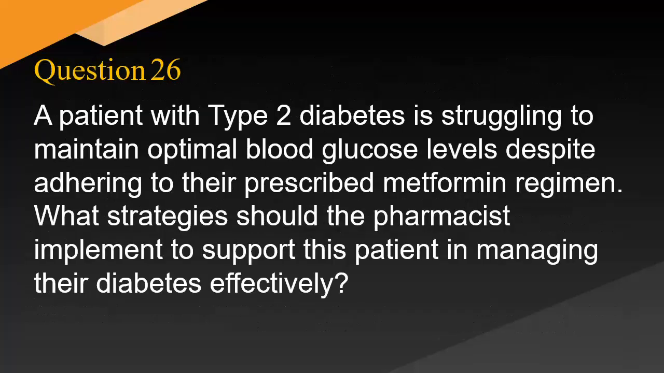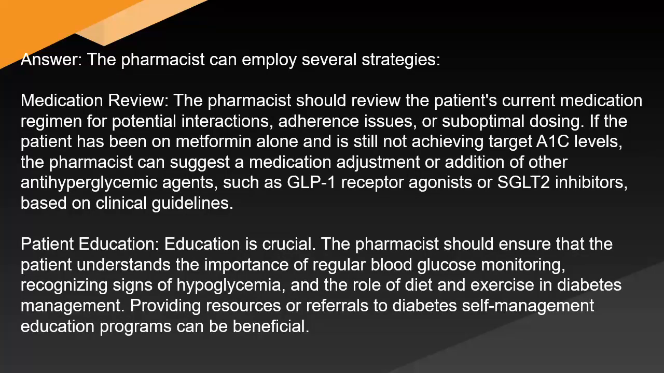A patient with type 2 diabetes is struggling to maintain optimal blood glucose levels despite adhering to their prescribed metformin regimen. What strategies should the pharmacist implement to support this patient in managing their diabetes effectively? Answer. The pharmacist can employ several strategies. Medication review. The pharmacist should review the patient's current medication regimen for potential interactions, adherence issues, or suboptimal dosing.